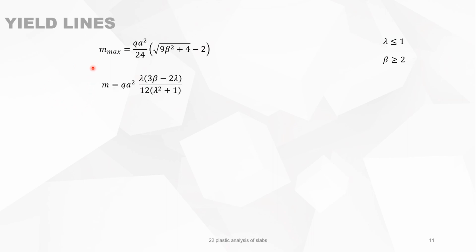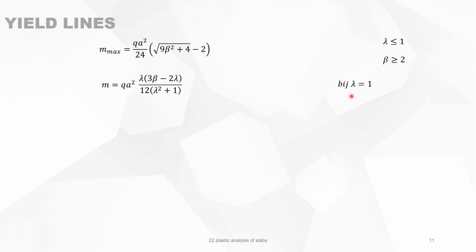We can now rewrite the equation. This is the maximum bending moment for a certain value of lambda in function of beta. This is the general formula in beta and lambda. It's not the maximum bending moment, but the bending moment for the 2 different parameters.